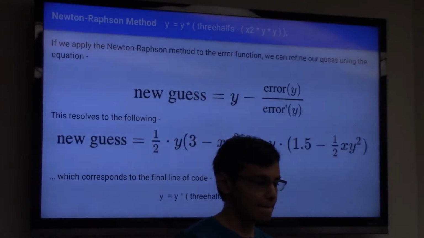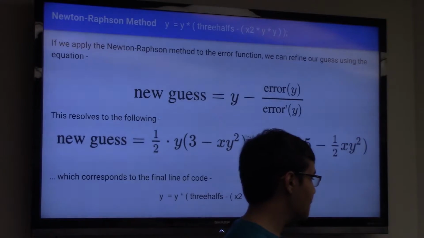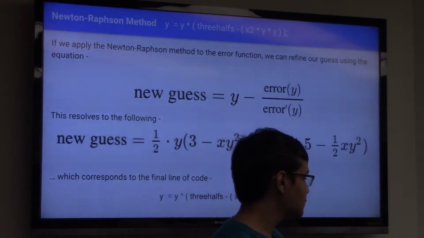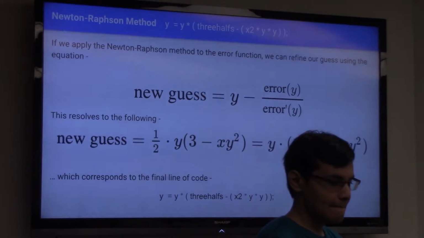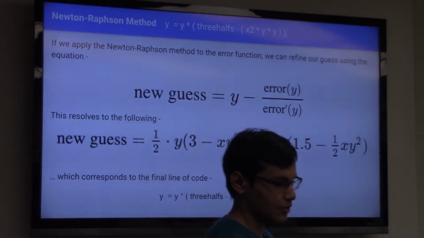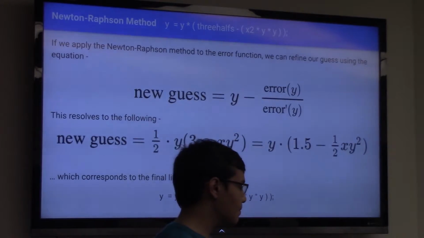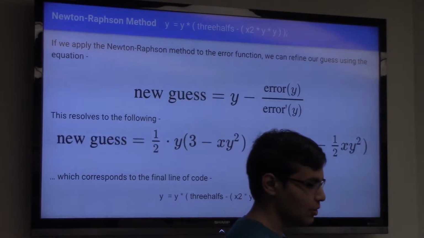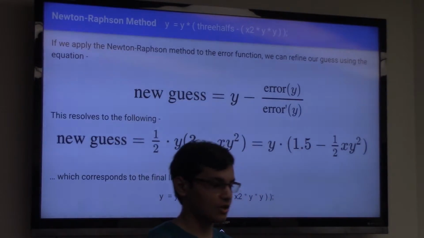Questions? Yeah. Is the Newton method being applied on the actual function whose root is the inverse square root of x, or on the error function? On the error function, not the original one, which you want to make 0. So then, does it converge to 0, or does it converge to? We're only doing one iteration in our code. We're not doing multiple iterations because Newton's method converges very quickly. Does that make sense? Okay.